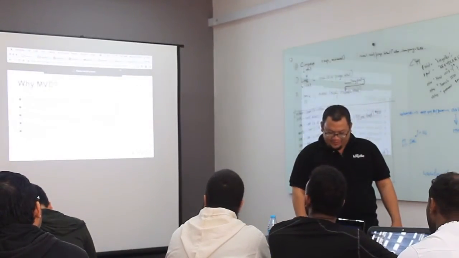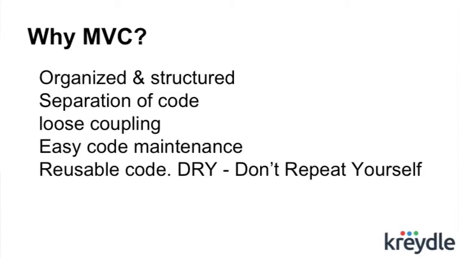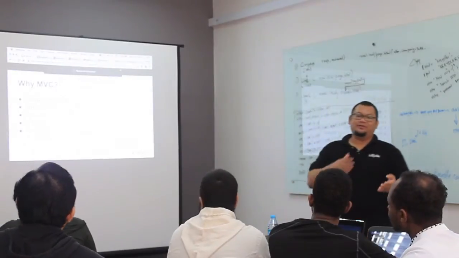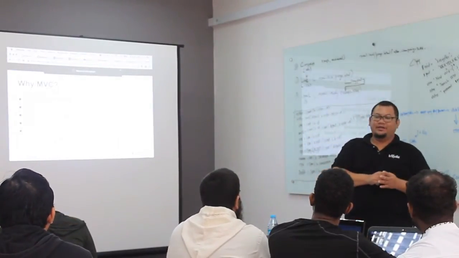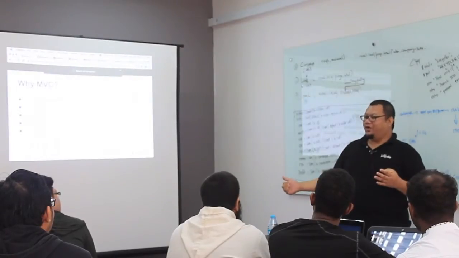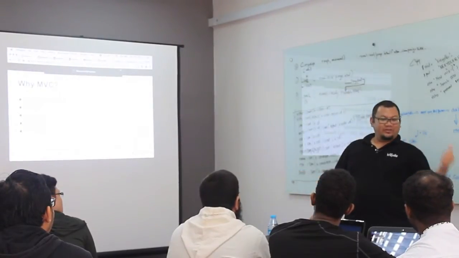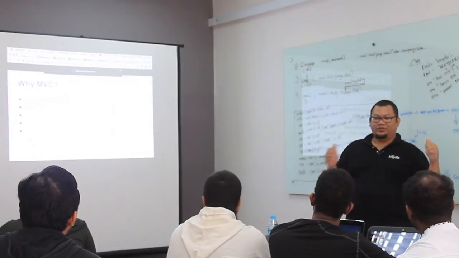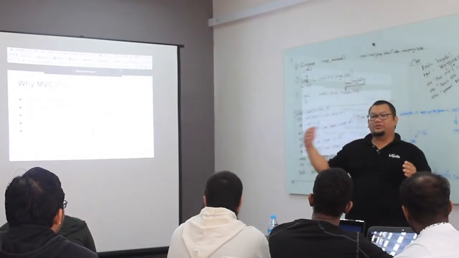Okay, why MVC? First, to organize and structure our code, and we separate our code and get loose coupling. What is loose coupling? Is this for data type? No, this one is for code. Loose coupling in code means, for example, you have one class named URL, and then you have another class named authentication. Without authentication, this class can work. That one is loose coupling. It is modular. So each class does not depend on another class.